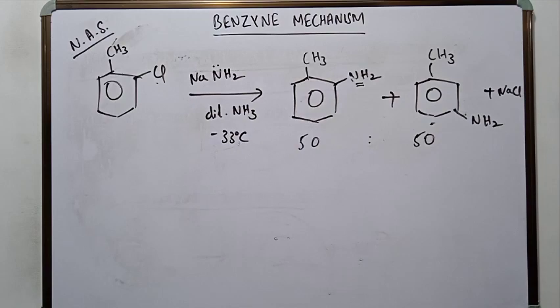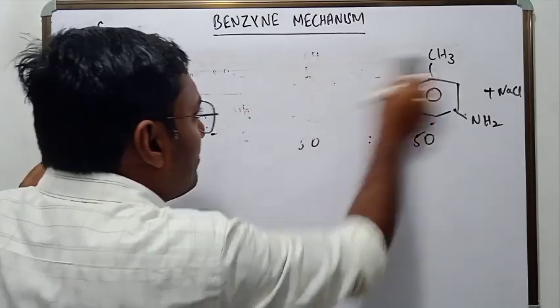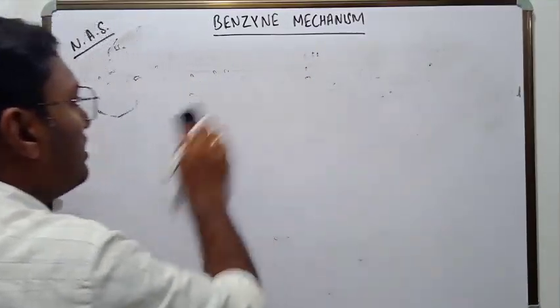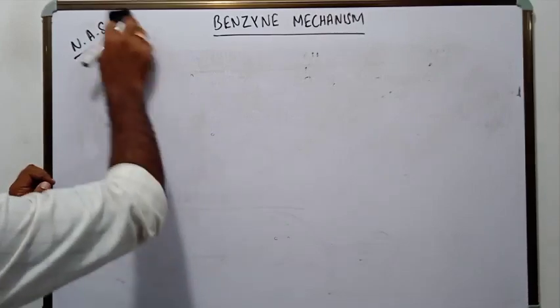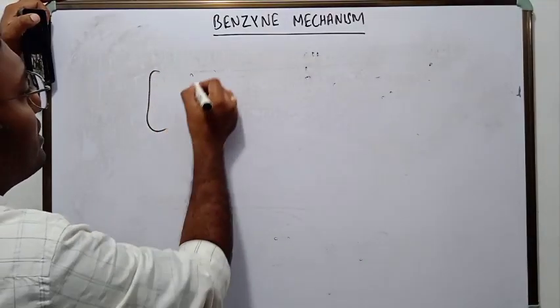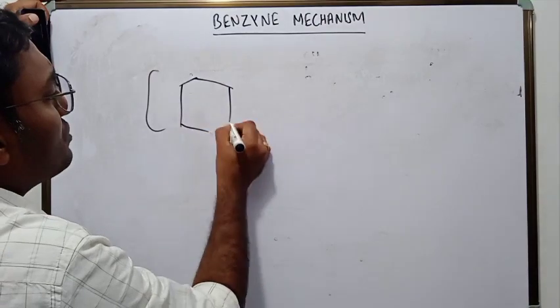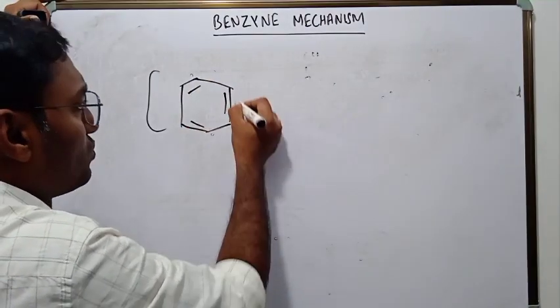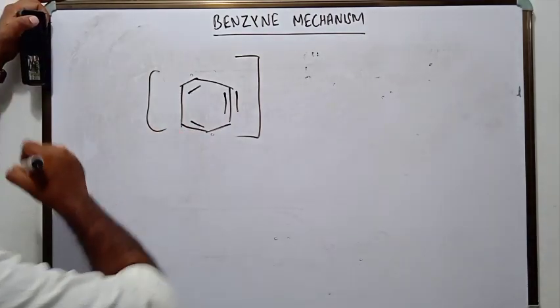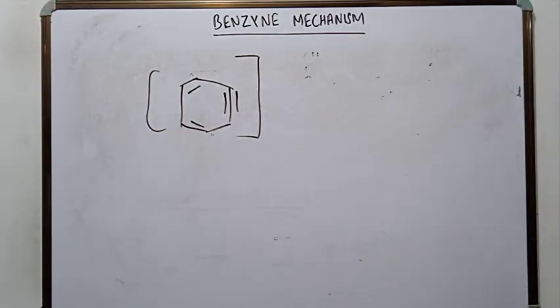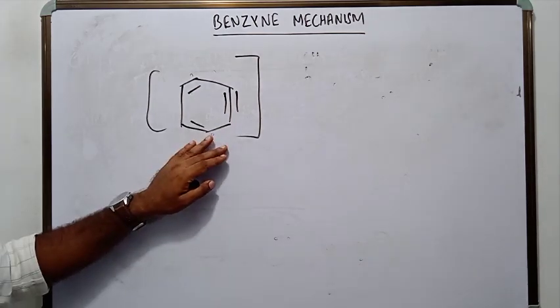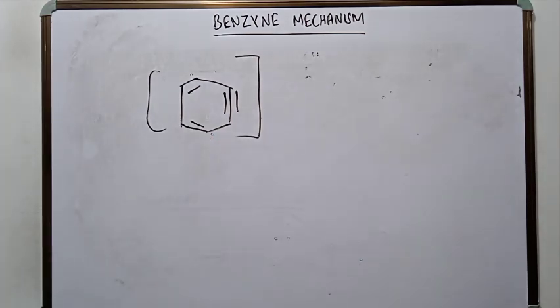The only explanation is given if we justify this reaction by the formation of an intermediate, which is the benzyne intermediate. Such kinds of reactions proceed through the benzyne intermediate. This is the benzyne intermediate. A 50:50 product can only be formed if there is a benzyne intermediate. What is the reality of the benzyne intermediate? What are its features? Let us see.